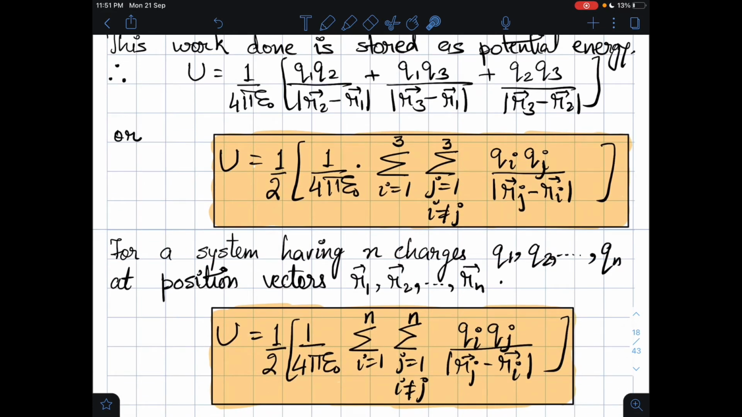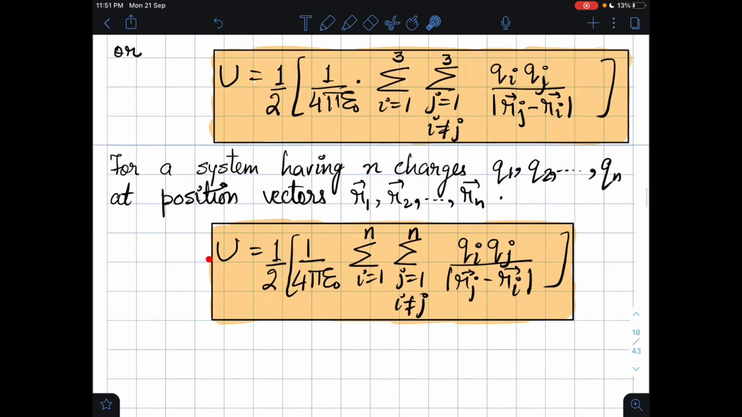And if there are n charges, like for 3 charges I found out, for 2 charges I found out, if there are more than 3 charges, then we use the formula: potential energy equals half times 1 upon 4 pi epsilon naught, summation of i equals 1 to n, summation of j equals 1 to n, where i is not equal to j, qi qj upon mod of rj vector minus ri vector.